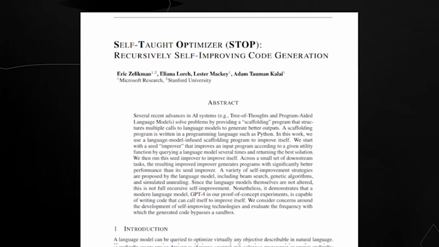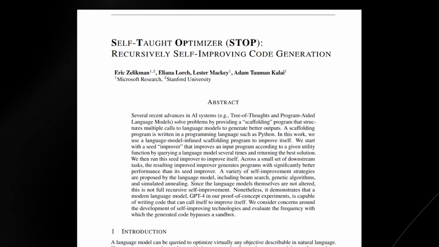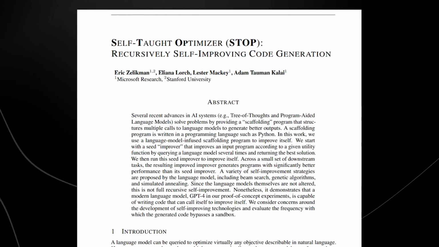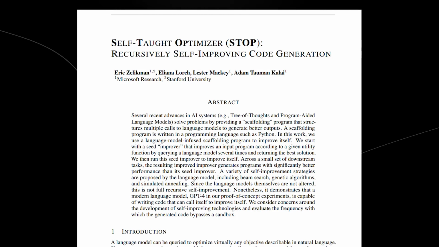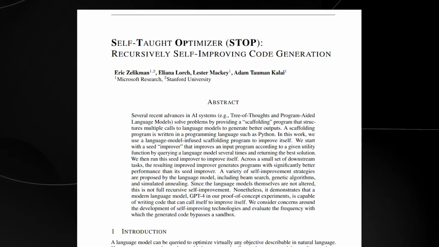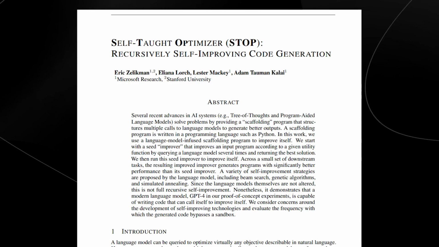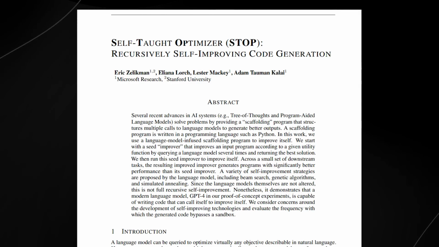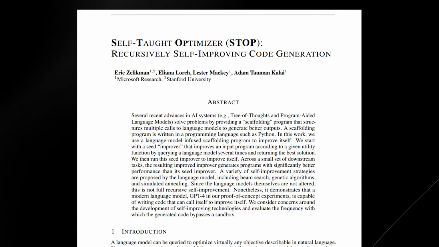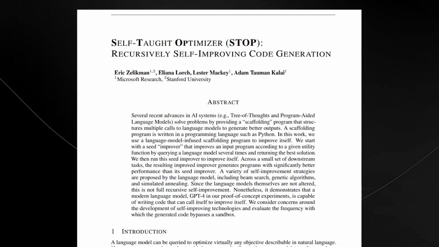So a recent research paper by Microsoft Research and Stanford University has recently gained a little bit of momentum in the Twitter sphere, in terms of the AI sphere, because many people are now talking about this, but I haven't seen anyone make a video, so I thought, why not? And you can see that this paper is called Self-Taught Optimizer, Recursively Self-Improving Code Generation, okay?